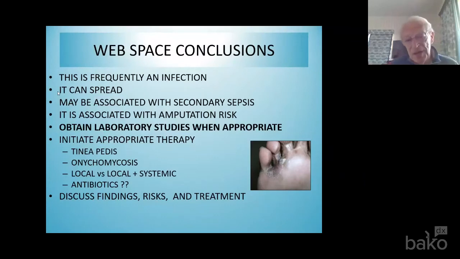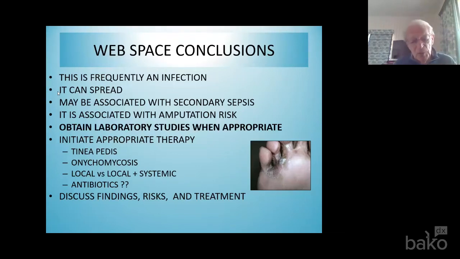So in summary, this is frequently an infection. It can spread in high-risk patients, such as vascular patients, diabetic patients, immunocompromised patients. It can be associated with significant sequelae. And it goes from being a minor annoyance to a major problem and potentially even limb loss. So it's associated with amputation risk, and patients need to understand that.